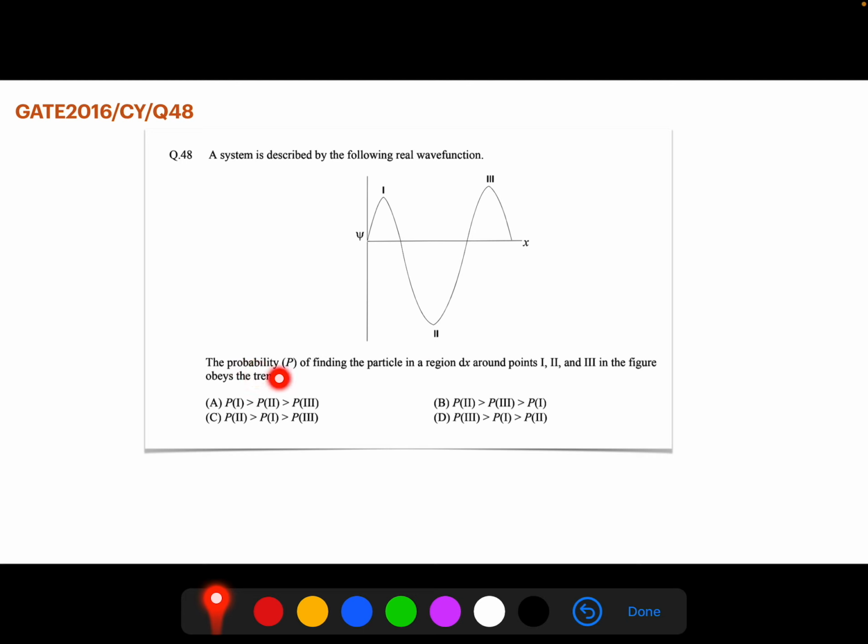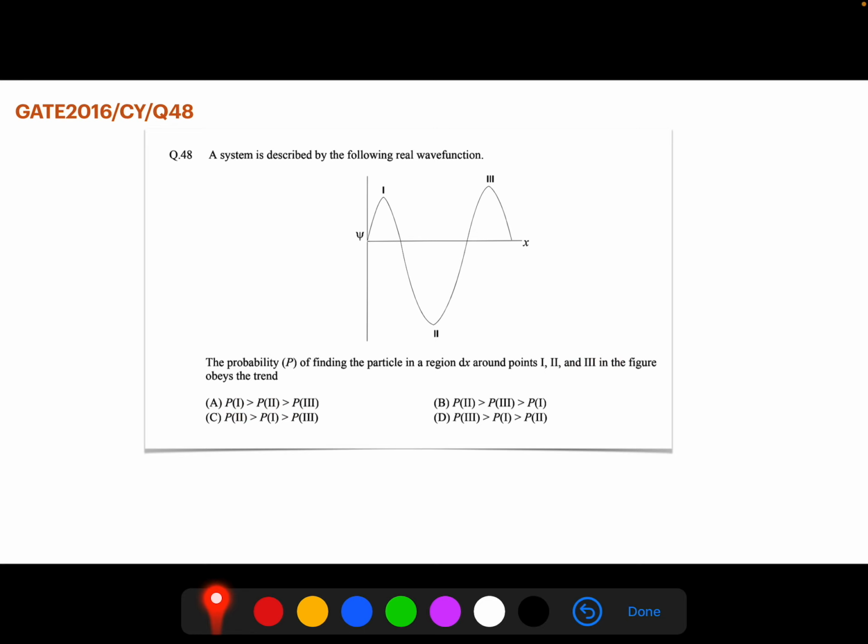So we need to find the probability P of finding the particle in a region dx around the points 1, 2 and 3 in the given figure. So we need to find the trend of the probability, which one has the highest and the lowest probability of finding the particle in that particular region.